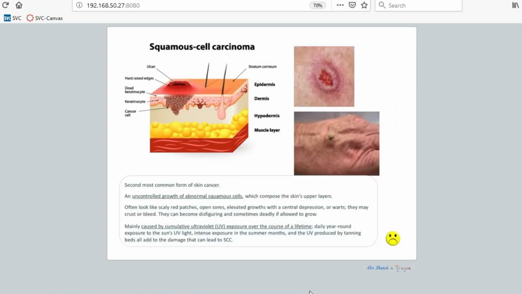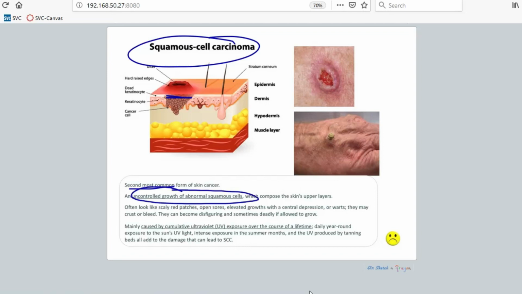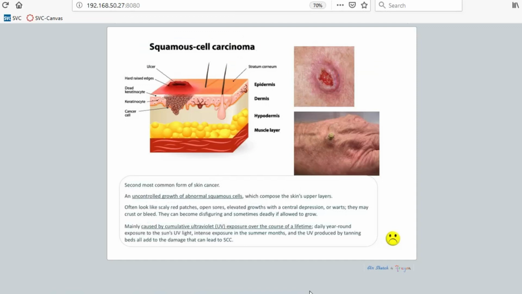Then we have our squamous cell carcinoma, which affects these squamous cells up there. This is the second most common form of skin cancer. And like I said, it's uncontrolled growth of these squamous cells. And these can look like scaly red patches, open sores, and whatnot. And again, this is caused by cumulative UV exposure over the course of a lifetime. If they're allowed to grow, they can become deadly. So it's something that you want to get taken care of.